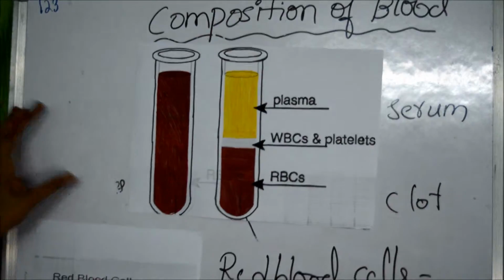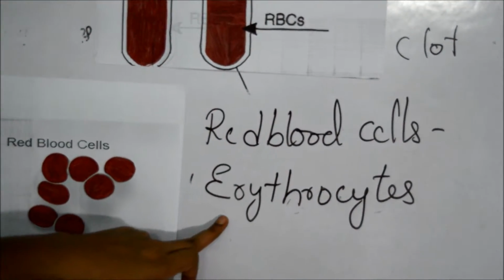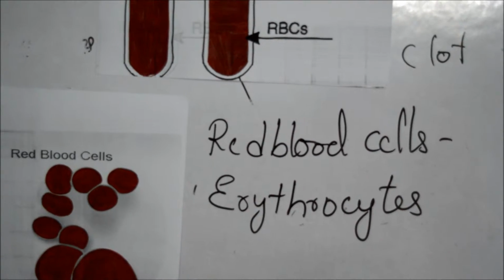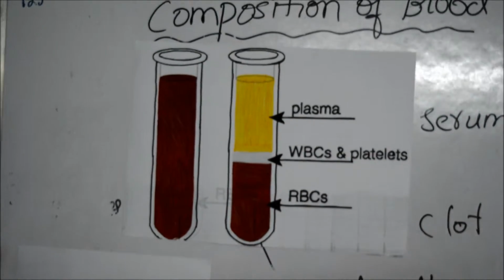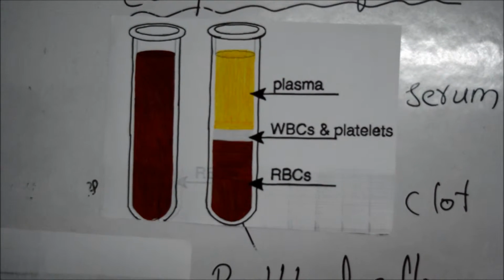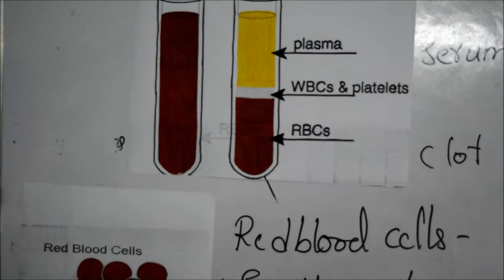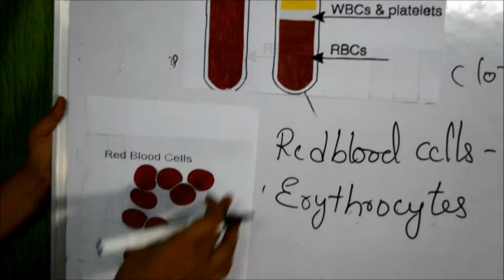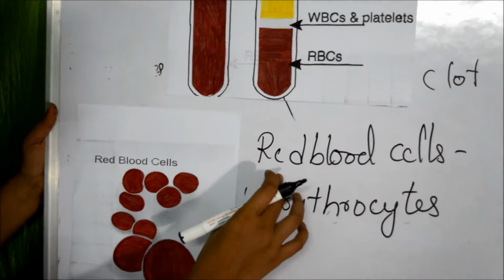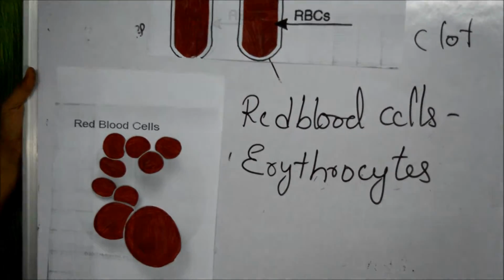From this composition of blood, we are going to learn about red blood cells or erythrocytes. Students, in the previous lesson we learned that blood consists of plasma, which is called serum, WBC and platelets, and RBC, which we can call red blood cells. Today we are going to learn about red blood cells, which are also called erythrocytes.